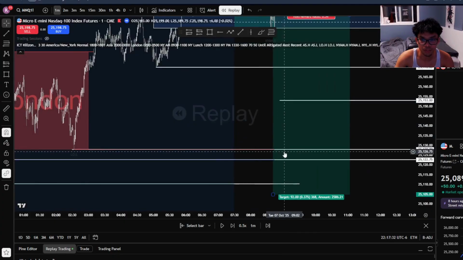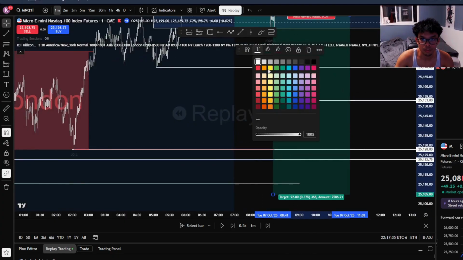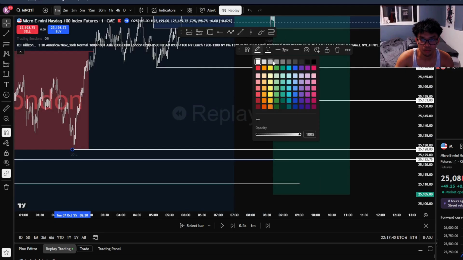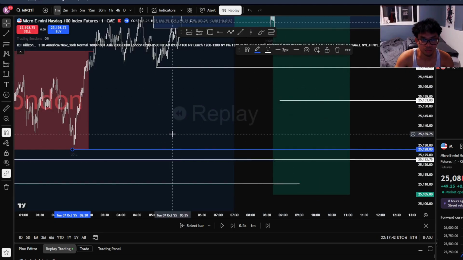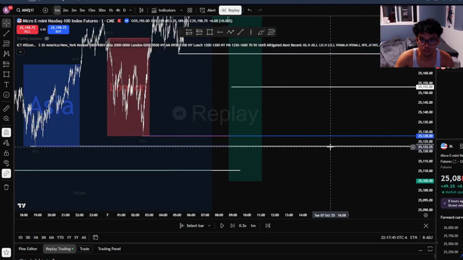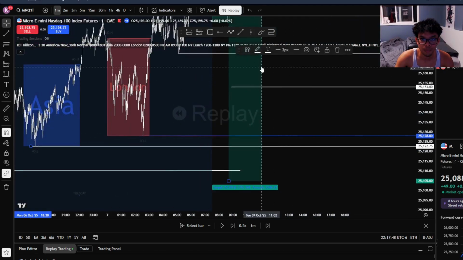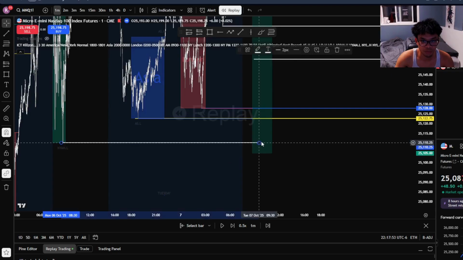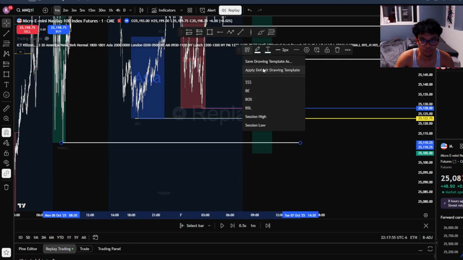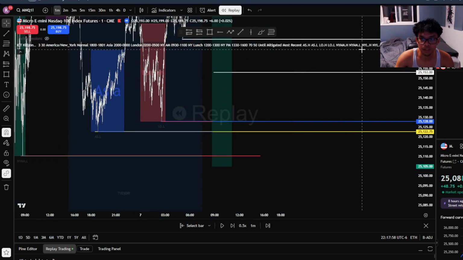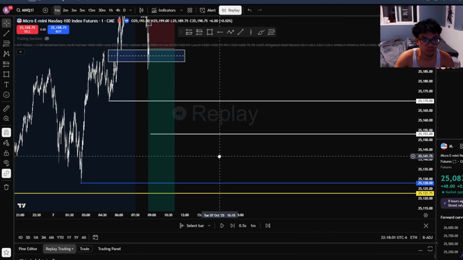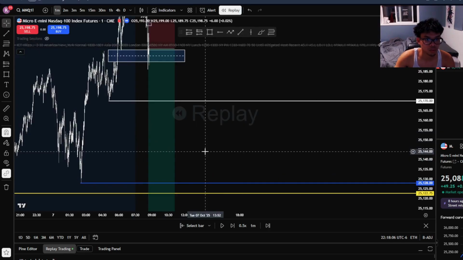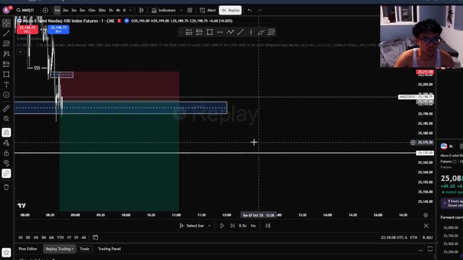We had our London lows here. We have a London low. Okay. London low. We have our Asia low here. Why is it doing that? And then New York low. Right? And boom. I don't know why this is here. Take that off. And so yeah, I just entered off that.